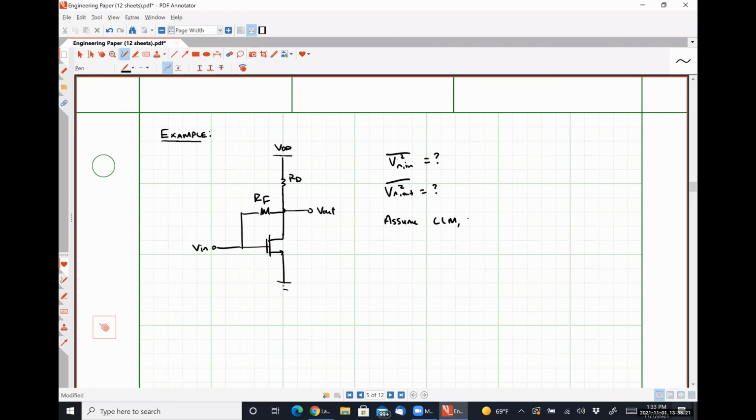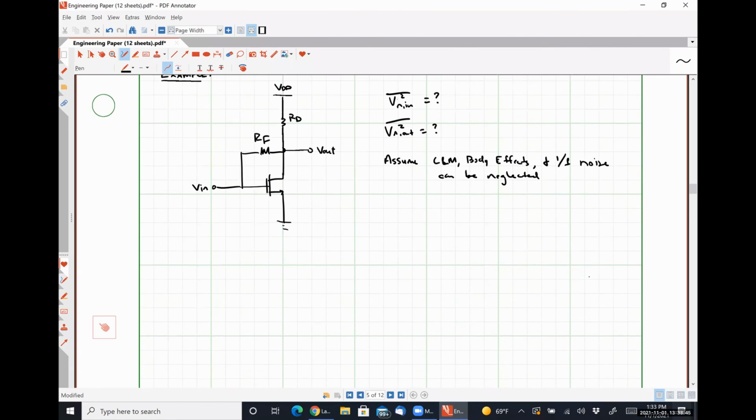CLM, body effects and 1/f noise can be neglected. So I have to remember not to write down the 1/f noise when I'm doing this. All right. Same basic steps, right?